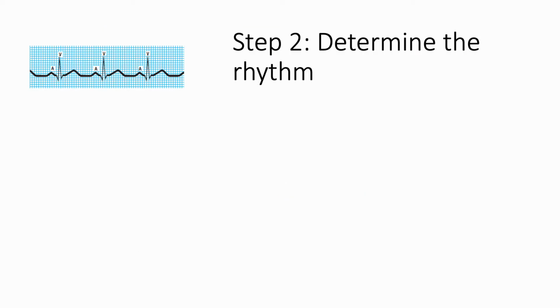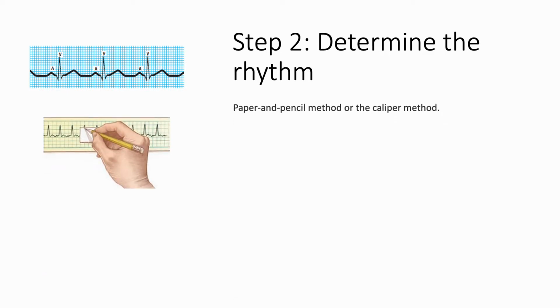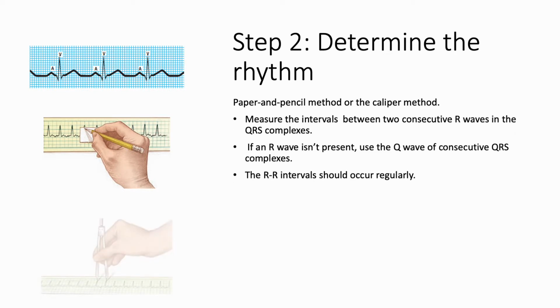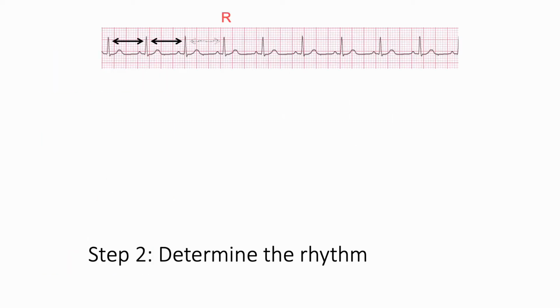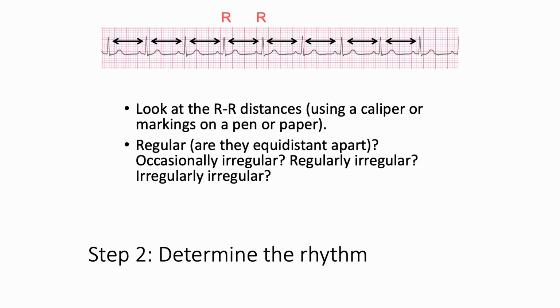Then determine the rhythm of the ECG. This is very easy. Just look at the interval between the R and R, and you can say the rhythm may be regular, regularly irregular, or irregularly irregular. We have two methods, but usually we cannot apply these methods clinically. One is the paper and pencil method, and another is the caliper method. With these you can determine the rhythm of the ECG exactly. So here, look at the rhythm. Here the rhythm is regularly irregular.